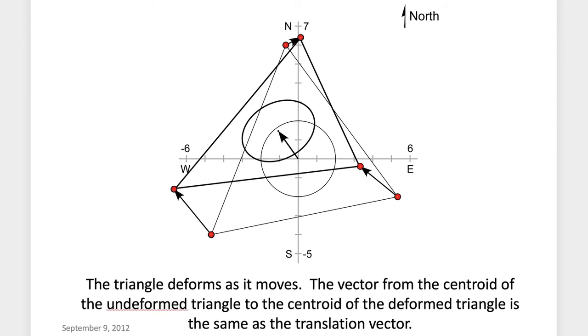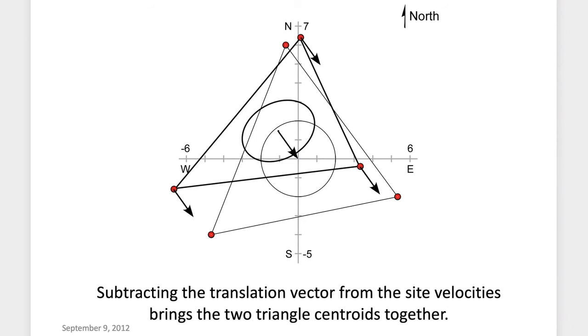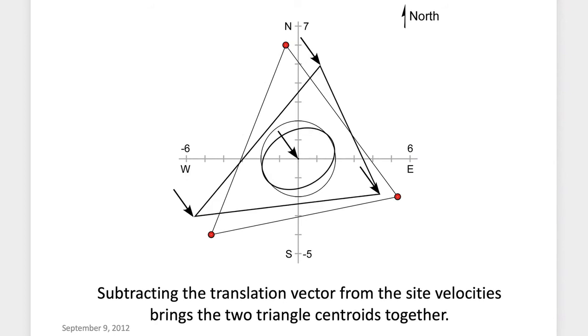So the idea is that over time that triangle would translate, and as it's translating, it's distorting and perhaps rotating in a way that looks like this, more or less. What we can then do is take that translation vector and subtract it, and so move our distorted triangle back to the middle so that the middle of the ellipse is in the center of the circle.